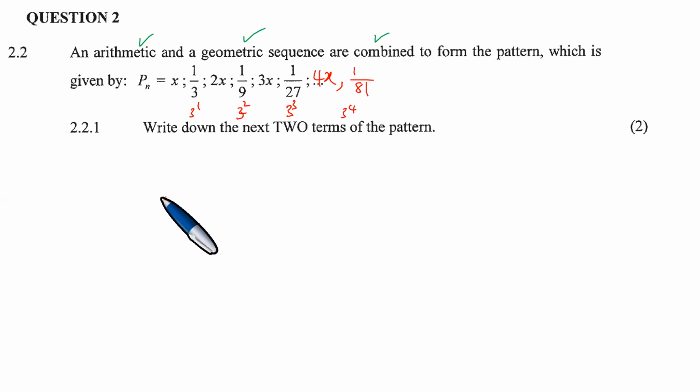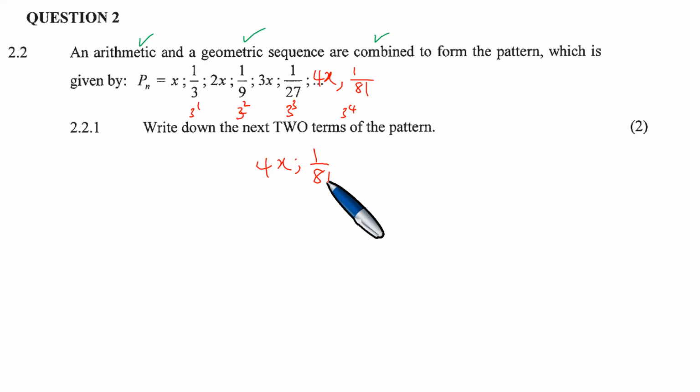So which means, what are the next 2 terms? Write down the next 2 terms. So the next 2 terms are given as follows: 4x and 1 out of 81, for 2 marks.